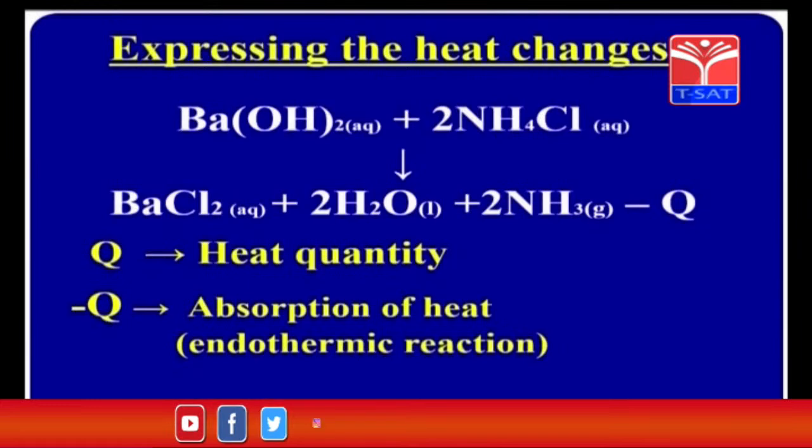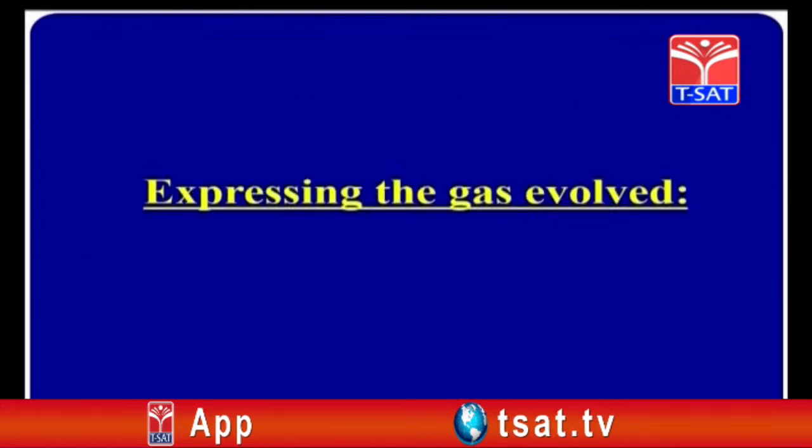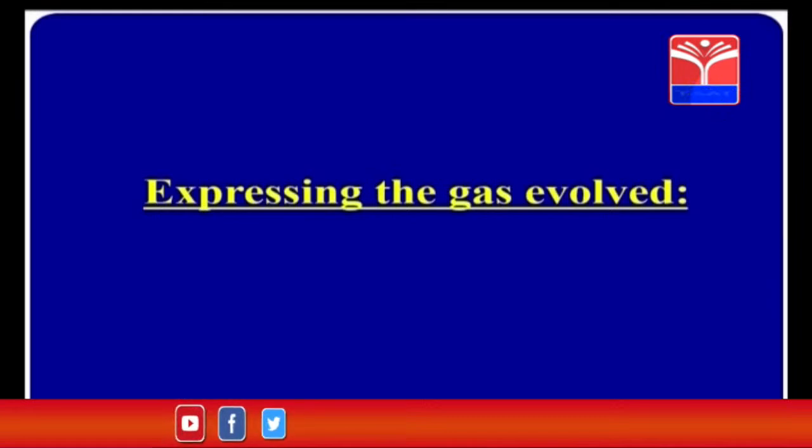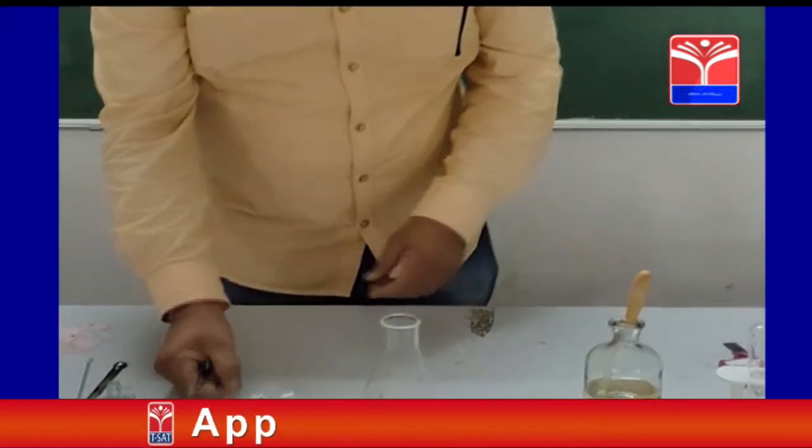See children, the chemical reaction in which heat energy is released is known as exothermic, and the chemical reaction in which heat energy is absorbed is known as endothermic reaction. Expressing the gas evolved. Dear children, some of the chemical reactions occur by the evolution of gas. Now let us watch a video.